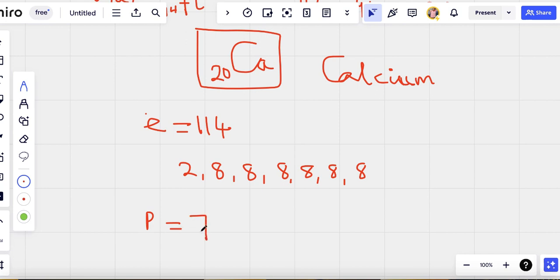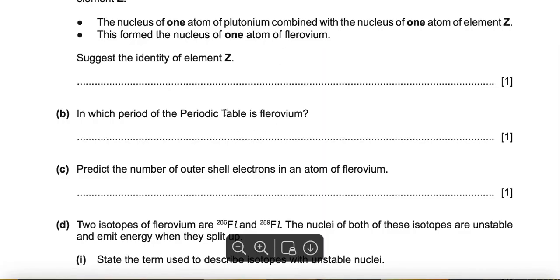To be in period 7. Okay, anyway, that's that. The atom will be in period 7. We can begin to count. We can look at the periodic table.